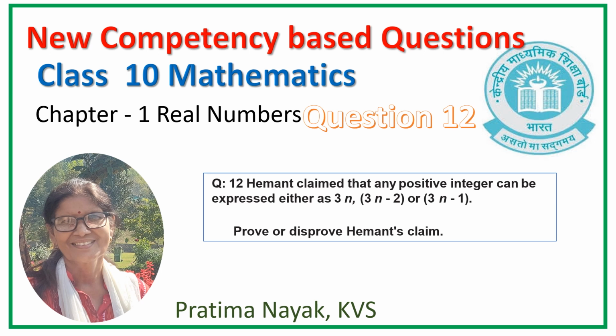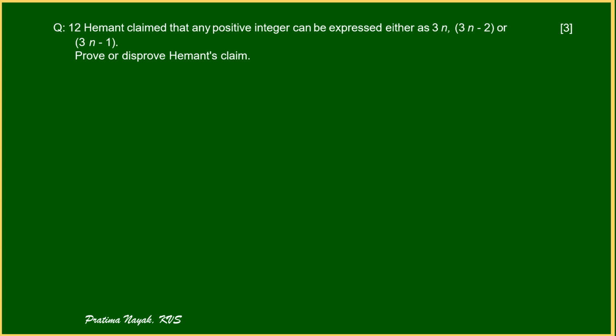This is a question from Real Numbers, Competency Based Question, Class 10, Mathematics, CBSE. The question is, on your screen: Hemant claimed that any positive integer can be expressed either as 3n, 3n minus 2 or 3n minus 1. Prove or disprove Hemant's claim. It carries 3 marks, so you have to justify your answer very well.